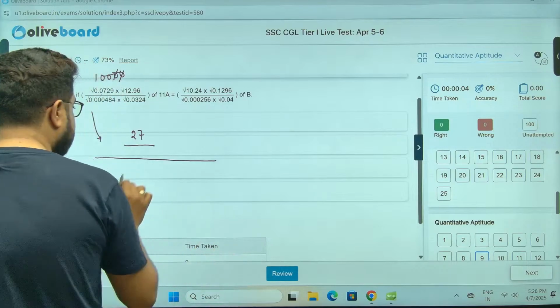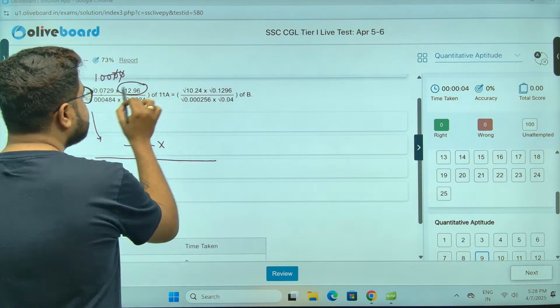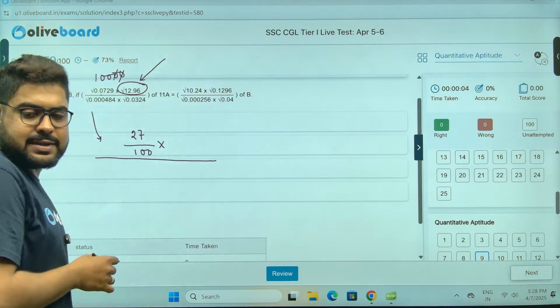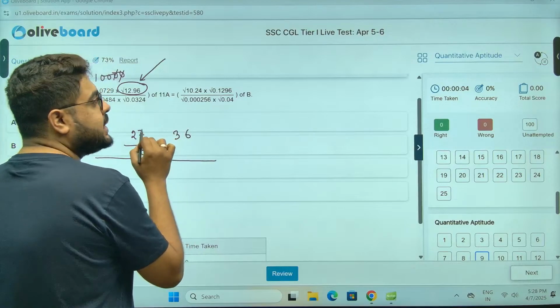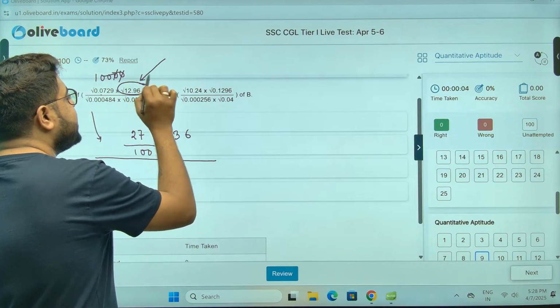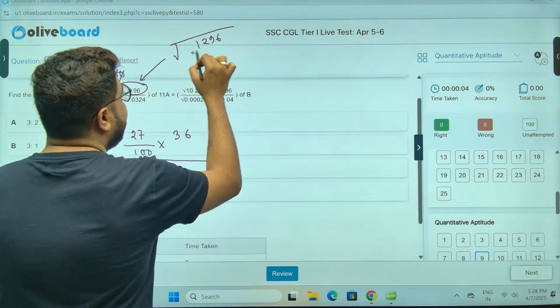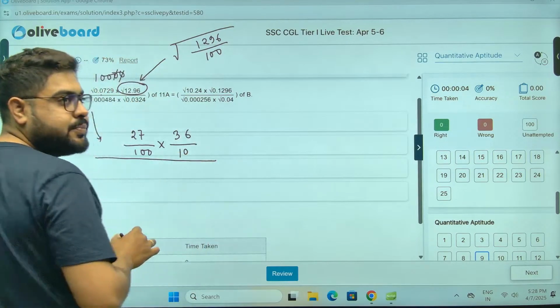So let's do one thing. Let's write it like this: into 1296, which is the square of what, sir? 36. Yes, very good. Now this is the square root of 1296 by 100, meaning it will be by 10.